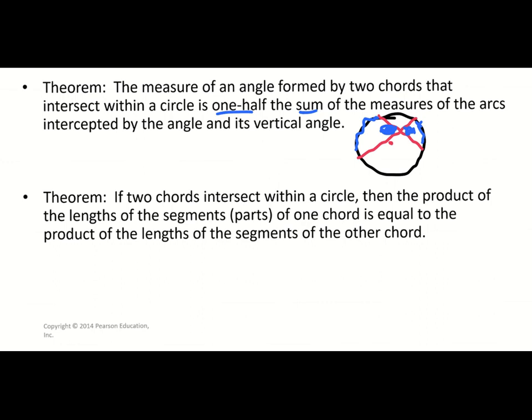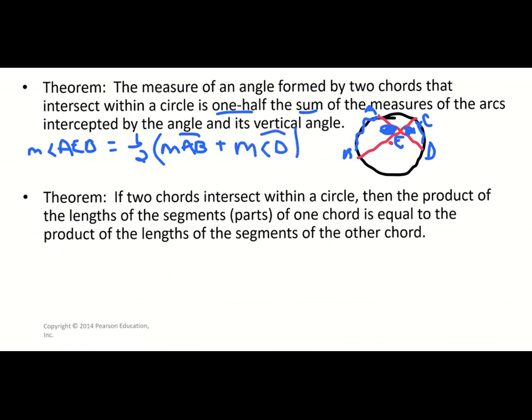So if I labeled it, we'll call that A, B, D, and we'll make that E right there. So the measure of angle AEB, or its vertical angle, is equal to 1/2 times the measure of arc AB plus the measure of arc CD. So inside angles add, outside angles subtract those arcs.